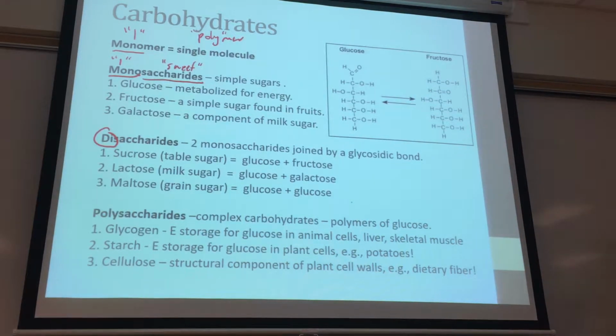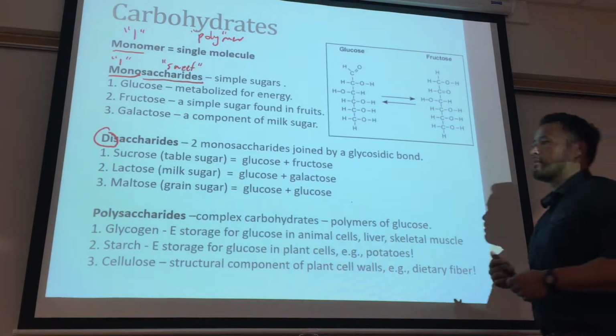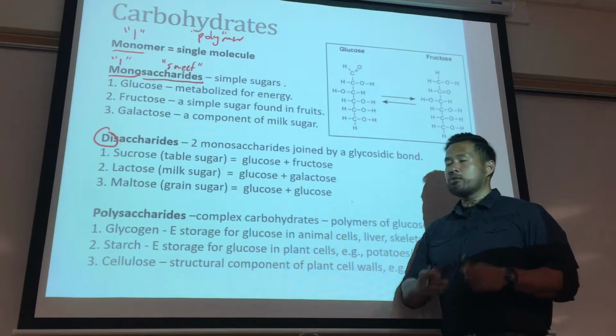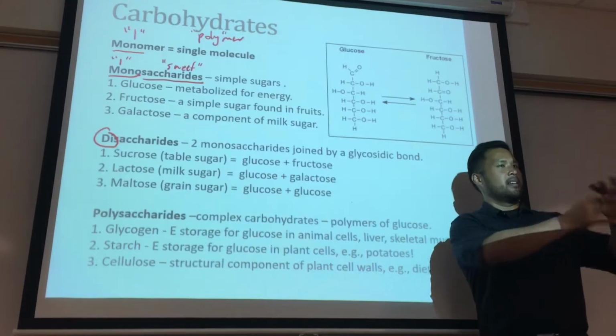Polysaccharides are a string of sugars all put together. If you think about a whole string of sugars, think of a Pez container.